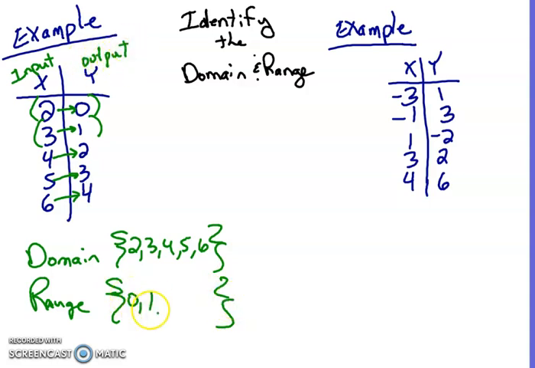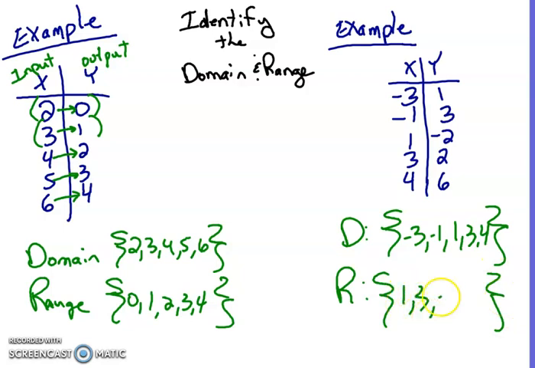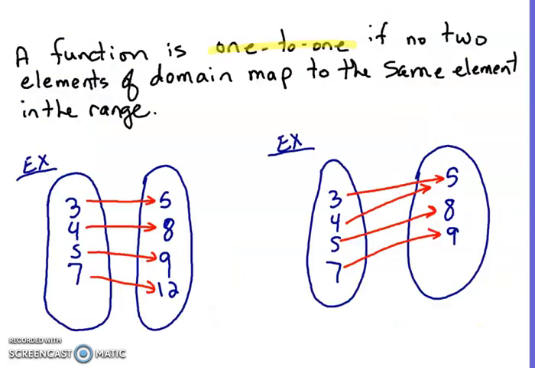So 0, 1, 2, 3, 4. And same thing here. The domain and the range would be the exact same thing. We got the domain braces because it's a set of numbers. So -3, -1, 1, 3, 4, and then the set for the range: 1, 3, -2, 2, and 6. That's identifying the domain and the range.